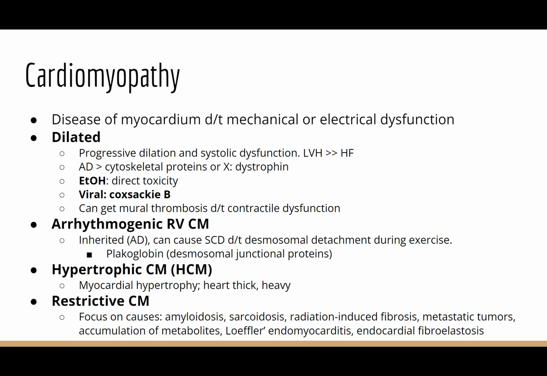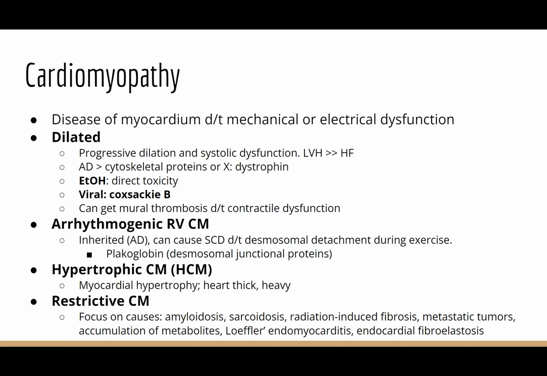A big risk factor is alcohol. If you have viral dilated cardiomyopathy, a big one is Coxsackie B, and then a complication is mural thrombus, due to contractile dysfunction. Arrhythmogenic right ventricular cardiomyopathy is inherited, and it can cause sudden cardiac death. The mutation is in the desmosomal junctional proteins, which is plakoglobin. So the desmosomes can detach during exercise, and you can get cardiomyopathy.